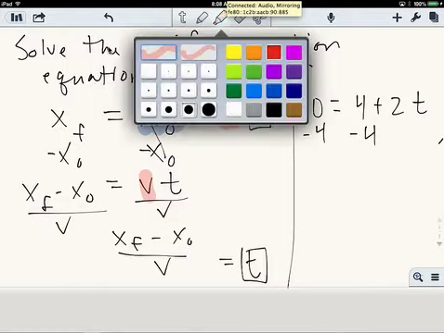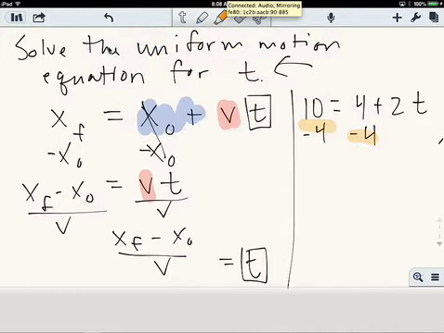And so I'll do a little highlighting here. This step is just exactly like this step. We're taking the exact same step. 10 minus 4 was 6 equals 2t. And now I'm going to divide by 2, divide by the thing that's next to t.